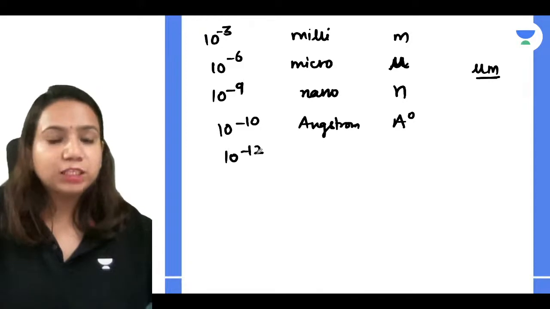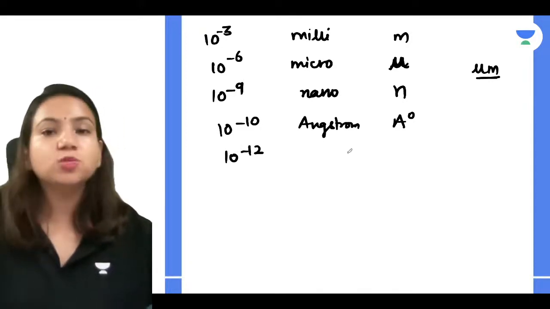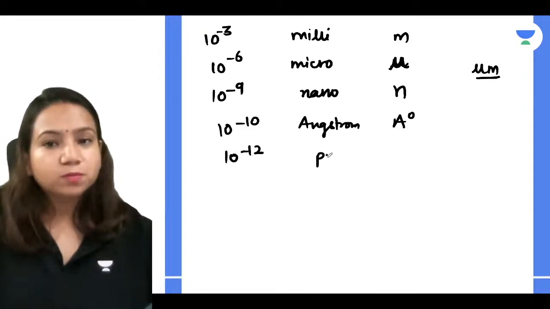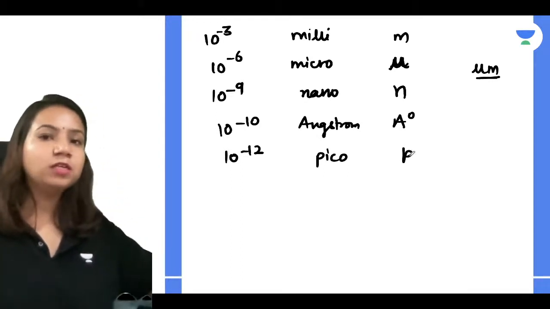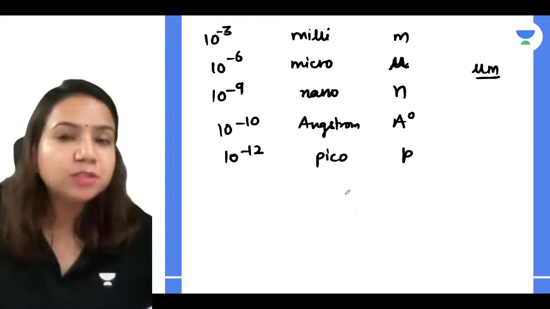And 10 to the power minus 12, which is also very common in many of the questions, which is pico. And for that, again, the symbol is P. Understood that, everyone? So these are some of the common multiples that you have to know.